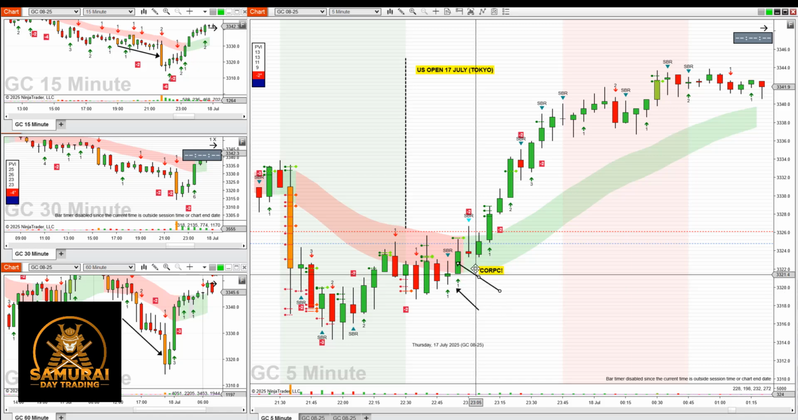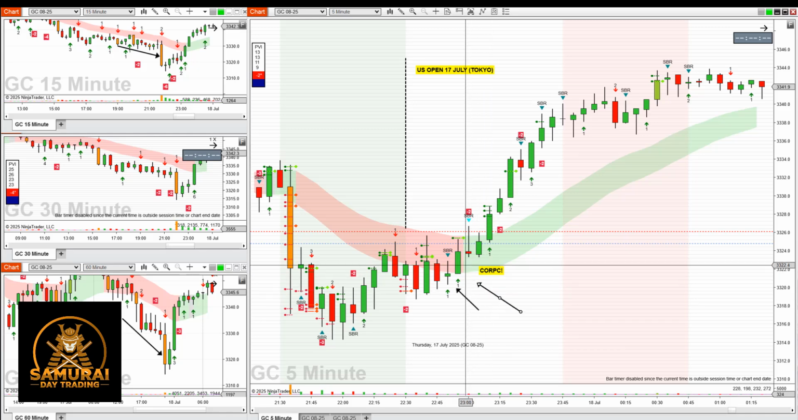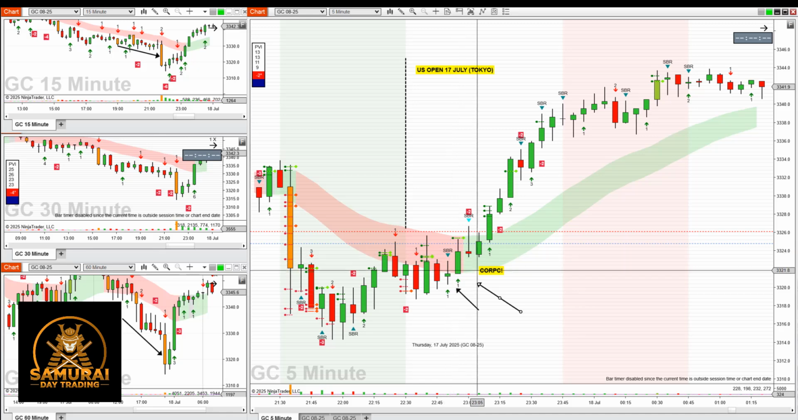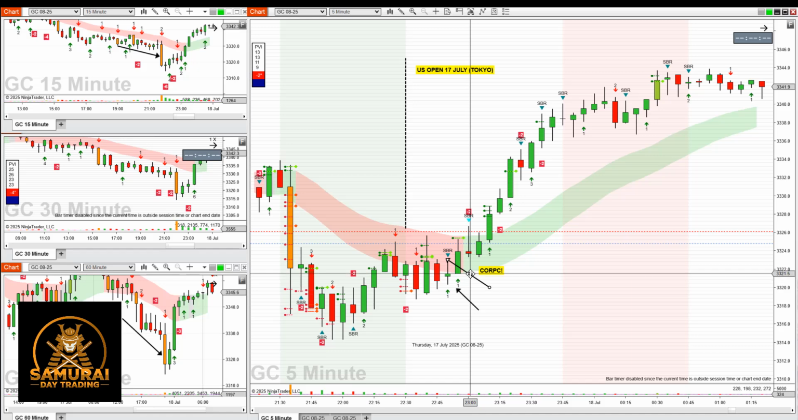Now, I want to draw your attention, if I can, ladies and gents, to the first CORPC candle. When we talk about CORPC, it must close outside the range of the entire previous candle. So in this case here, we've got a beautiful buying candle that's closed outside the range of the previous candle. Now, a number of traders globally would say, Lockie, that's amazing, we're going to buy that candle. But what I want you to be careful of, guys and girls, please don't fall into this trap.